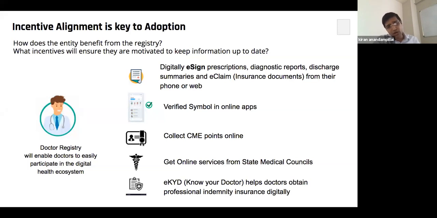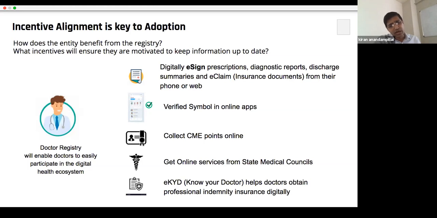But there have been other use cases that have been talked about. Can we help doctors collect CME points online? Can they get online services from state medical councils? We came across a use case where doctors who buy professional indemnity insurance, and I believe the insurance price changes based on whether you're a general physician versus a neurosurgeon, and you need to prove that you are a general physician or a neurosurgeon. So an eKYD kind of a service would make that move from being a completely paper-based process today to a digital process. So these are examples of how certain use cases based on these APIs and others that would be offered on top of a registry would actually help these registries to be adopted and used in the ecosystem.